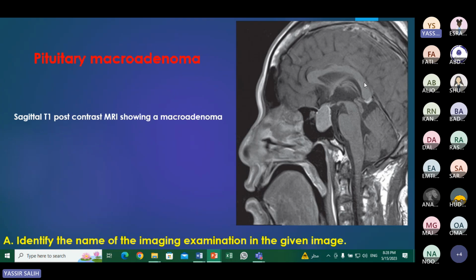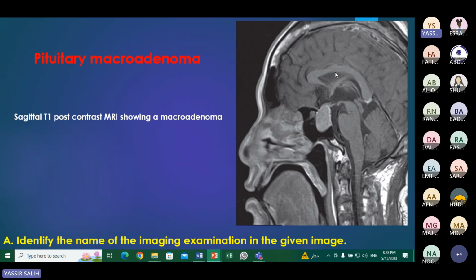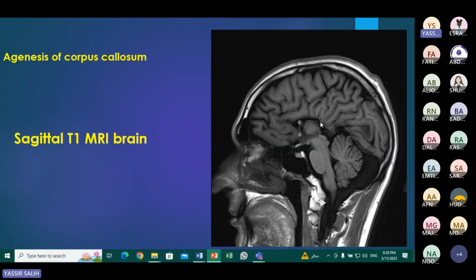What is this structure? Corpus callosum. Here it is absent. There is no corpus callosum. There is agenesis. Absence of the corpus callosum.